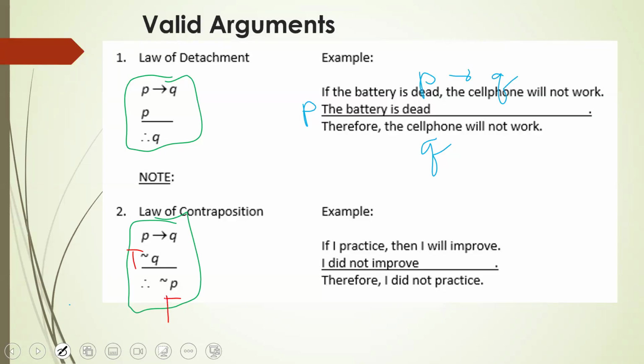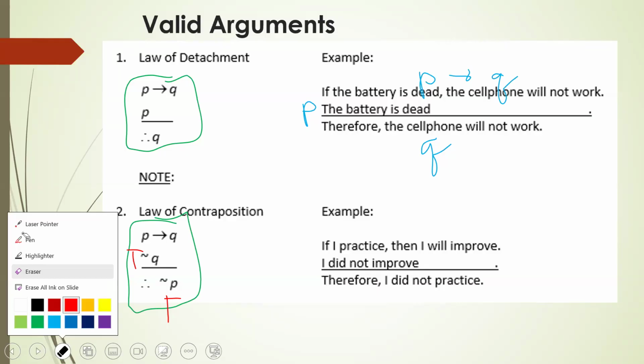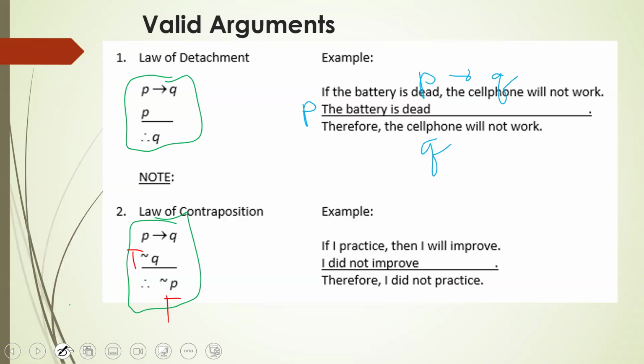And so therefore we can conclude that not P is true. And again, that's because if P implies Q is true, then we know that the contrapositive, not Q implies not P, is true. So an example of this, given the conditional: if I practice, then I will improve. That's our P implies Q. I did not improve, so that's the negation of the second part, the not Q, and therefore we conclude I did not practice, or not P. So that's the law of contraposition.